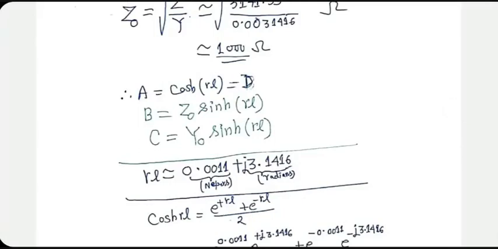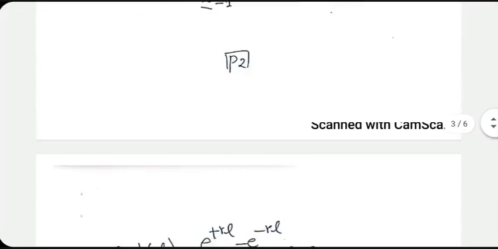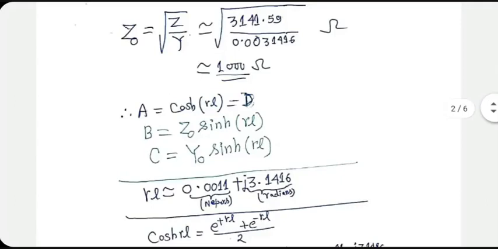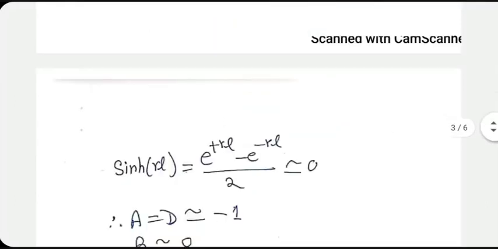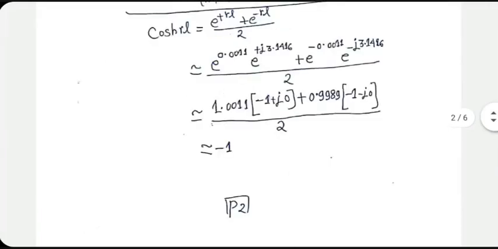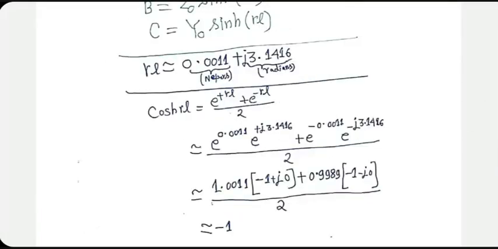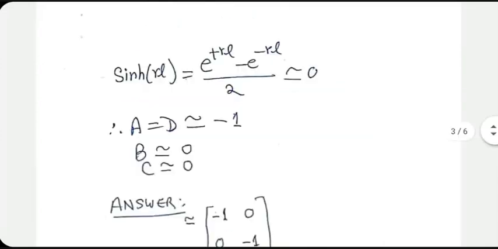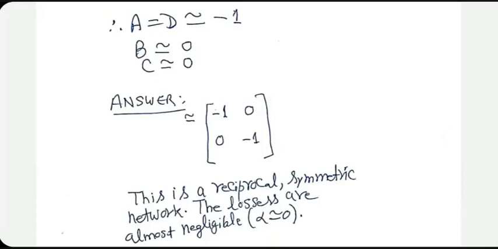Z0 is 1000 ohm. So B would be 1000 multiplied by, oh sorry, sinh gamma L is 0. I'm sorry. Yes, that's what will happen. In this equation, instead of adding, if you subtract the two terms, you'll get 0. Yes, almost 0. Sinh gamma L is 0. So both B and C go to 0. The ABCD parameters turn out to be approximately given by -1, 0, 0, and -1.